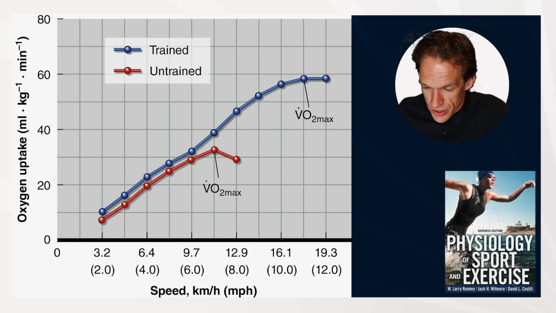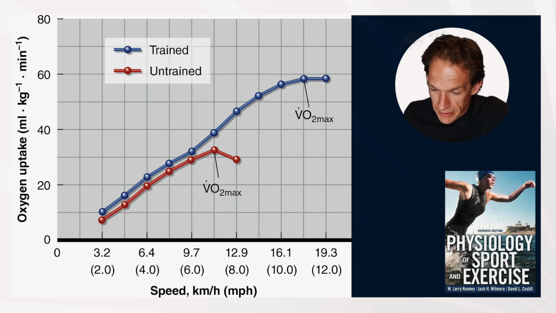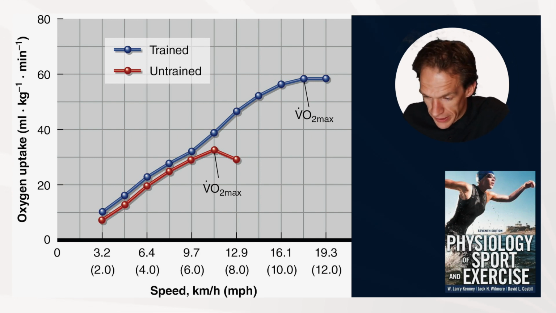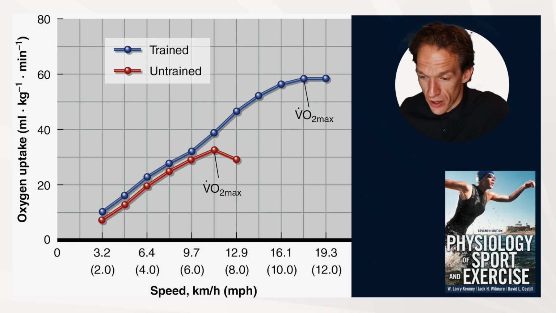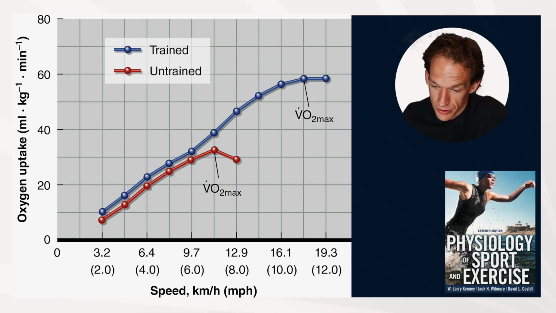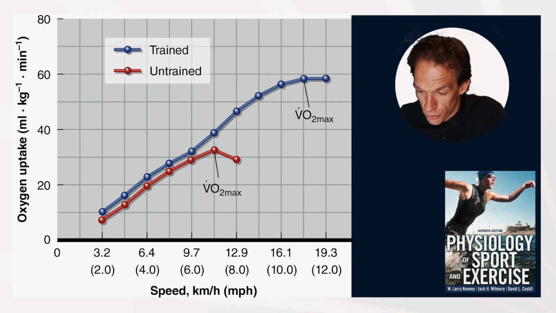In this graph, you can see on the y-axis, the vertical axis, the VO2, in this example expressed in milliliters per kilogram of body weight per minute. On the horizontal axis, you can see the speed. So imagine that this is an experiment on a treadmill where they have measured the oxygen uptake, oxygen consumption, as we call it, in relation to speed.